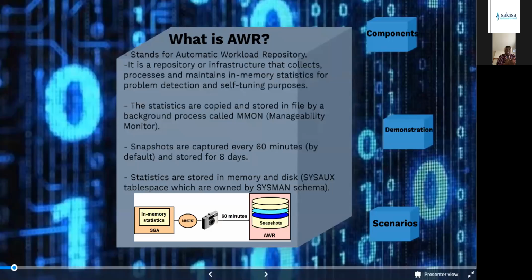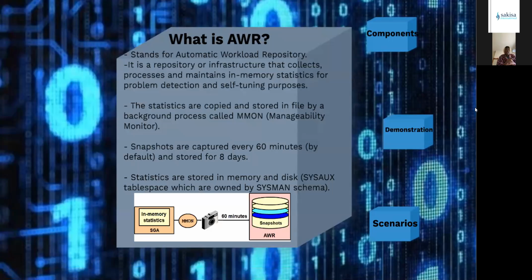So what is the AWR? The AWR is simply a repository that collects, processes, and maintains statistics for problem detection in the database. They are copied by a background process called the MMON to the file.